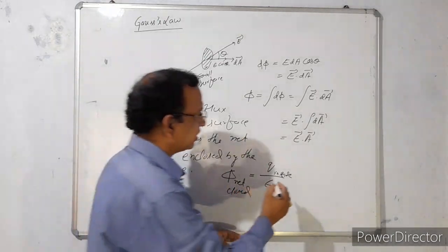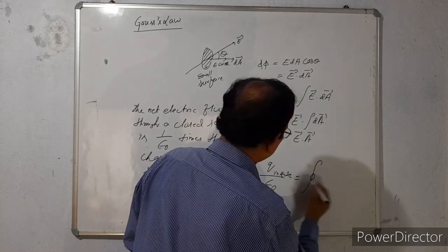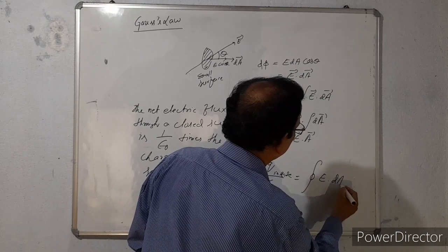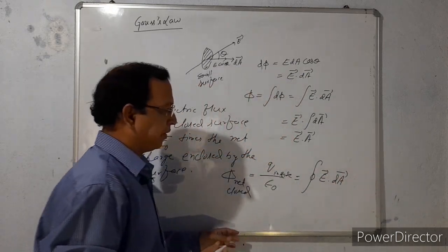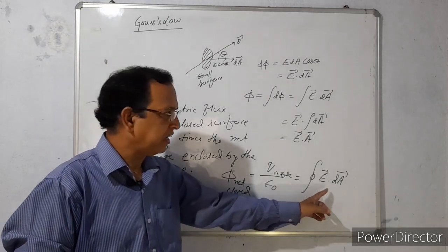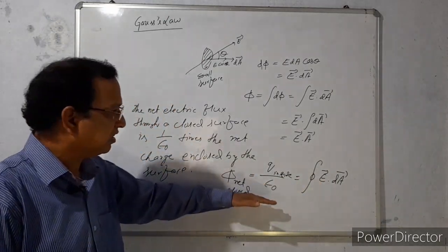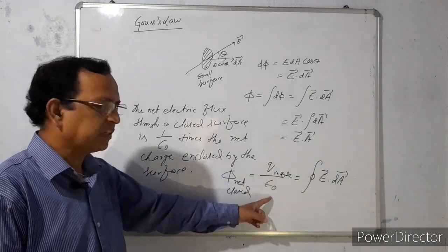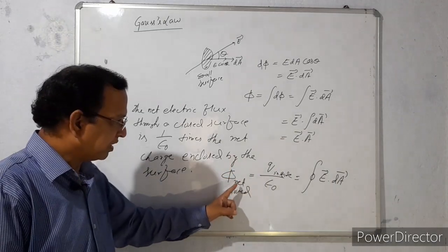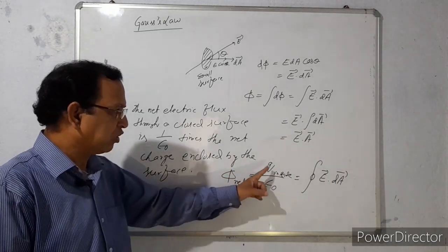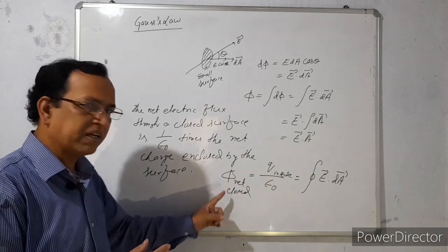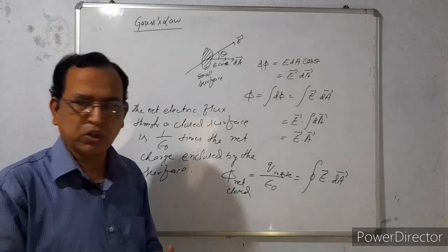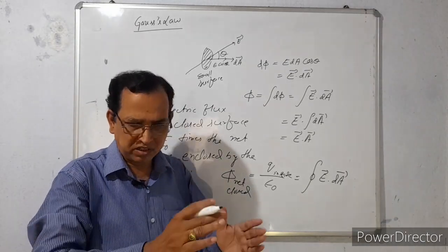In this case, this is a closed surface. So the flux is E dot dA. Clear? E is the electric field, dA is the area vector. Simply, the flux means Q by epsilon naught. Q is the total charge inside, and phi is the net flux. Now, we prove this, that phi is equal to Q by epsilon naught.